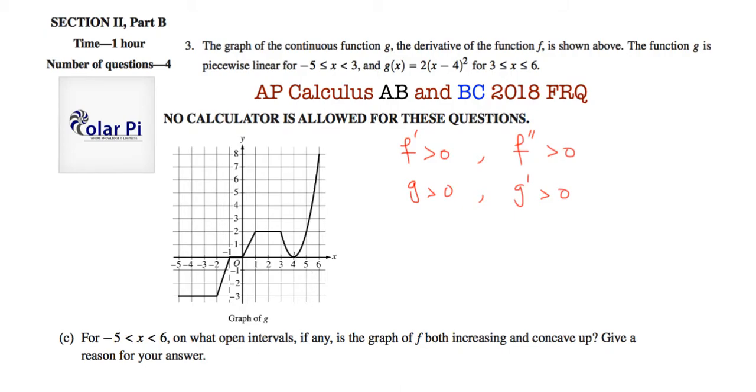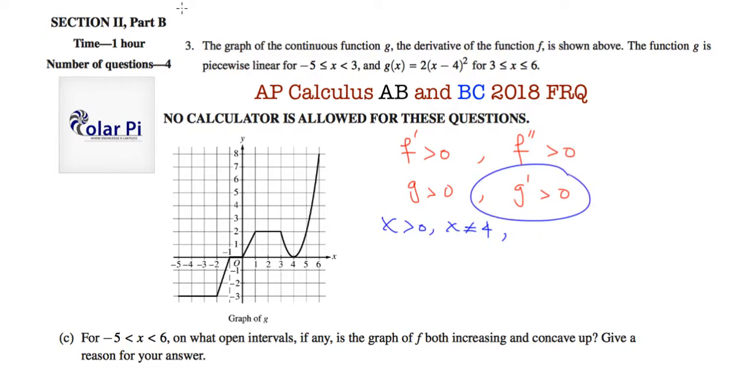And with the exception of this guy right there at 4. So g is greater than 0. That is, this is true for x greater than 0, x not equal to 4, right? Okay, cool. And now let's look at where g prime is greater than 0.